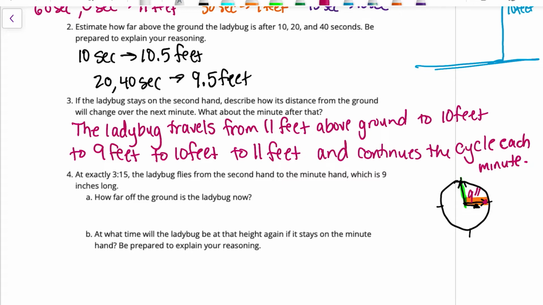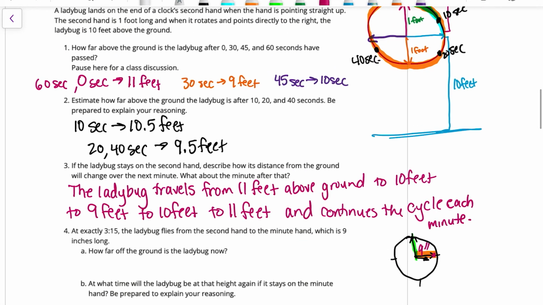Remember that horizontal line is 10 feet off the ground. So the fact that the ladybug is on the minute hand really doesn't matter as far as the length of that minute hand, because it's still on that horizontal, so it's still 10 feet off the ground. All right, and then part B, at what time will the ladybug be at that height again? If it stays on the minute hand, be prepared to explain your answer.